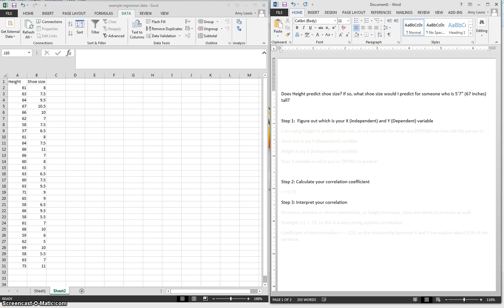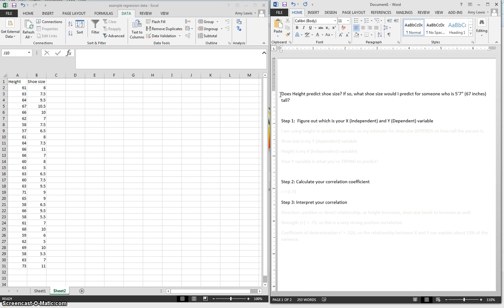I've got made up data over here that has a woman's height in inches and then the shoe size. Again, these would be ladies' shoe sizes. The first thing we need to do is think about what my research question is. Over here I have, does height predict shoe size? If so, what shoe size would I predict for someone who is 5'7", that is 67 inches tall?